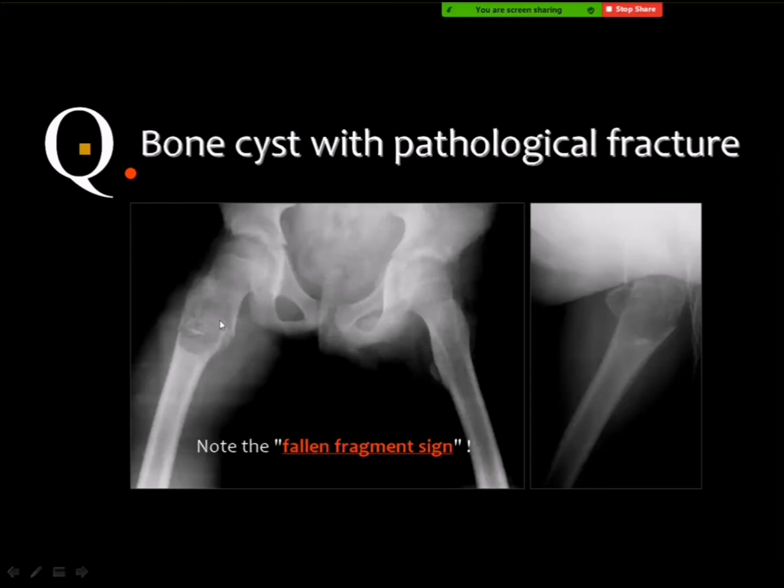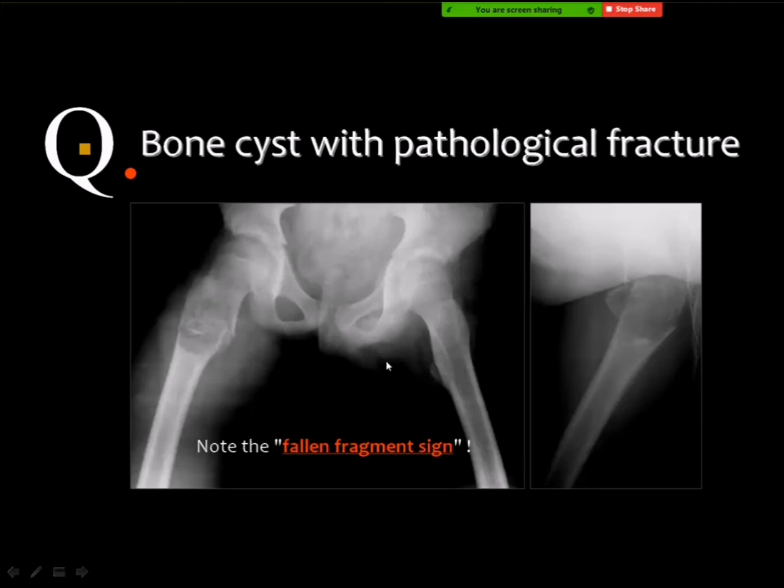And in such a fracture, the bone fragment falls down within the cyst to the bottom. And this is known as the fallen fragment sign, which indicates that this cyst is a unilocular cyst. It does not contain any septation. So the fracture fragment can easily fall down into the bottom of the cyst.